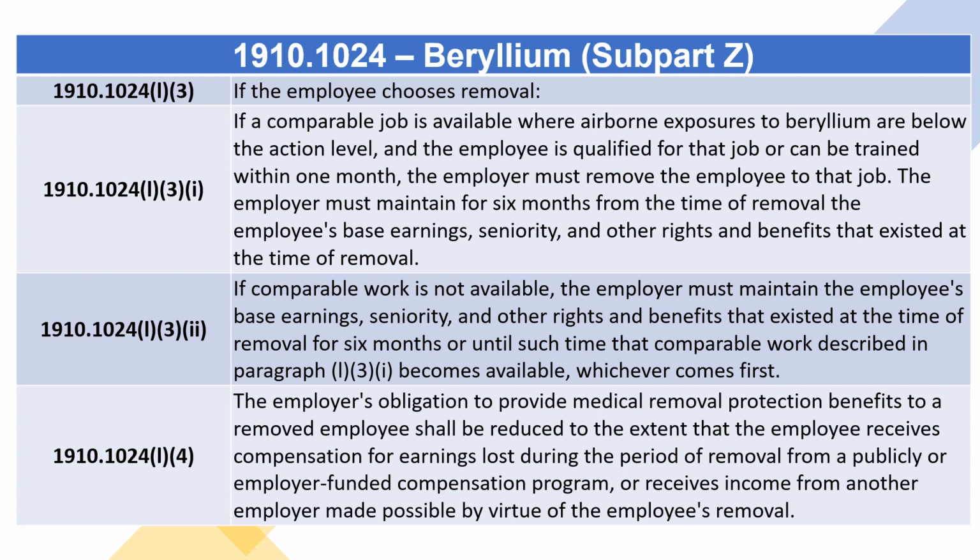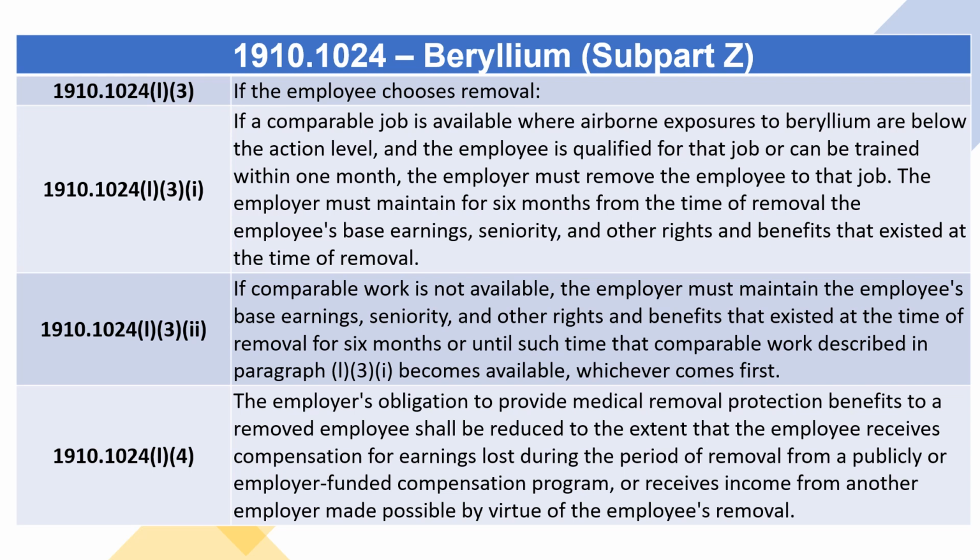1910.1024 L3. If the employee chooses removal, L3 i. If a comparable job is available where airborne exposures to beryllium are below the action level, and the employee is qualified for that job or can be trained within 1 month, the employer must remove the employee to that job. The employer must maintain for 6 months from the time of removal the employee's base earnings, seniority, and other rights and benefits that existed at the time of removal.